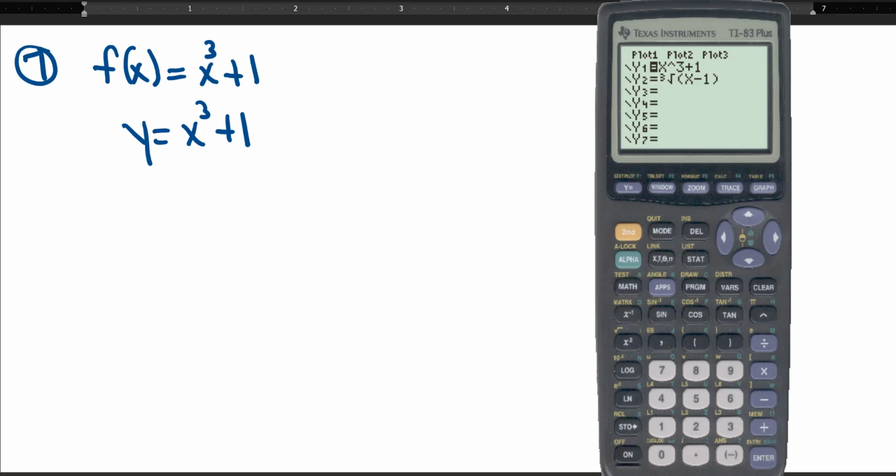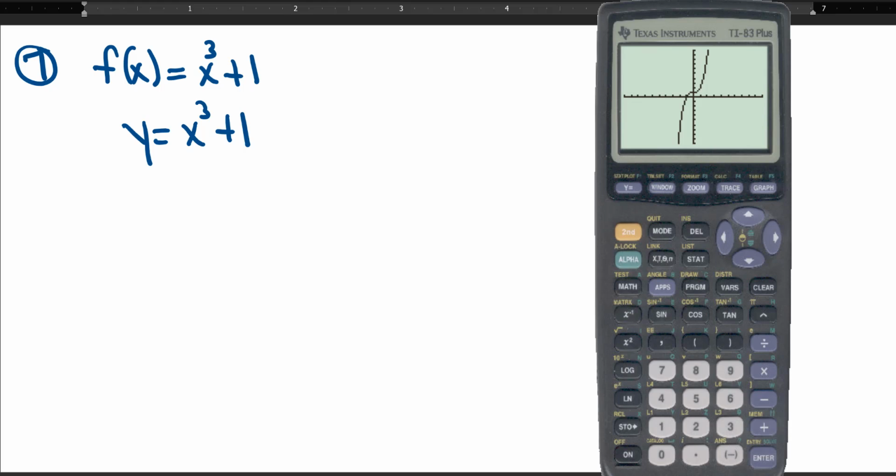So let's take a look. And right now I've already entered the information in that we need. Let's take a look at the first, y sub 1, x cubed plus 1. I want to take a look at the graph. And let's go ahead and complete part B with this as far as finding the domain and range. So as we look at this graph, you notice our domain, going from left to right, is from negative infinity to positive infinity.